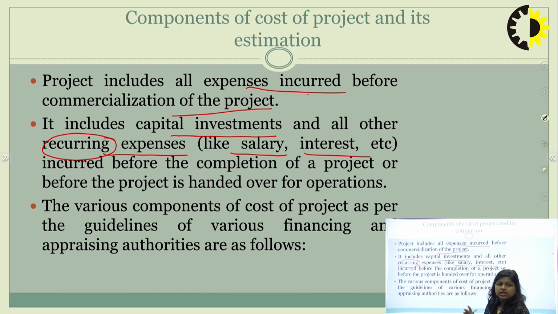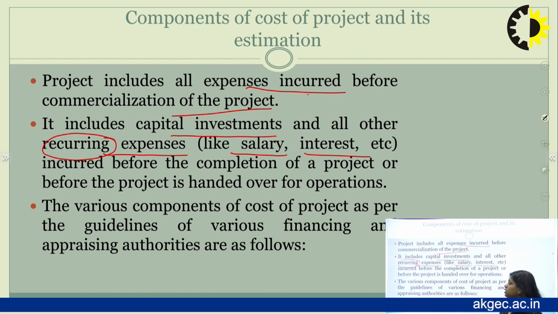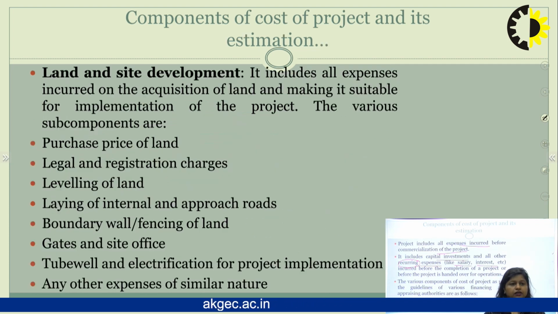So it includes the capital investment, which we need to estimate, and also it includes the recurring expenses, which are all incurred before the completion of the project, or before the project is handed over for operation. Like we saw that now our project is full, all the plant is set up, now we go for the production of the product. So before that, whatever cost is involved, we need to estimate that cost. The various components of cost of project as per the guidelines of the various financing and appraising authorities, we discuss one by one here.